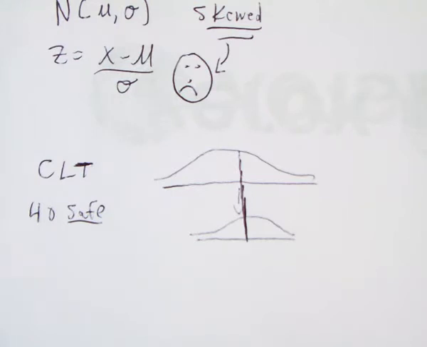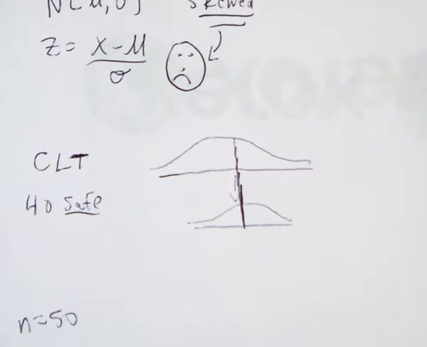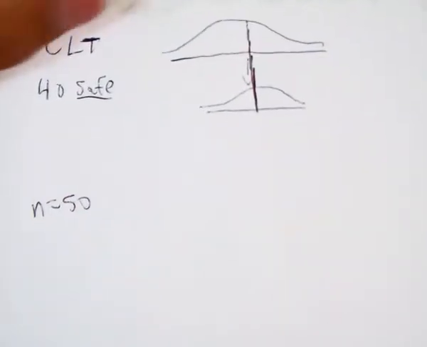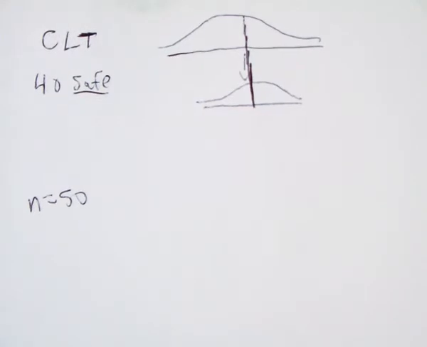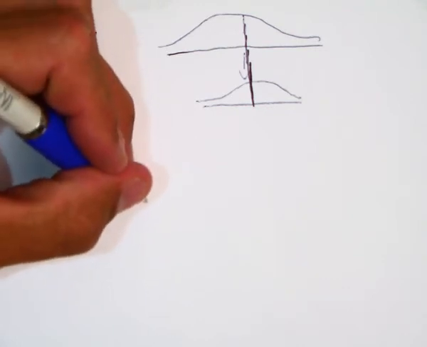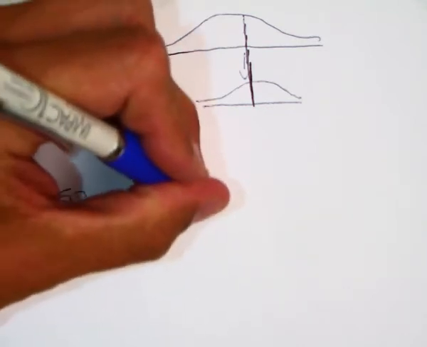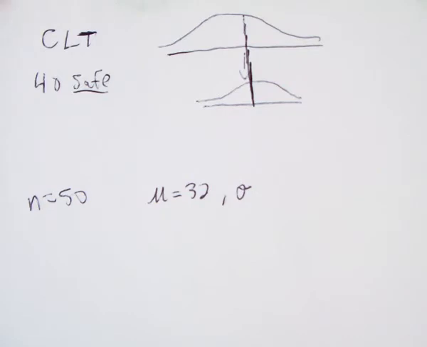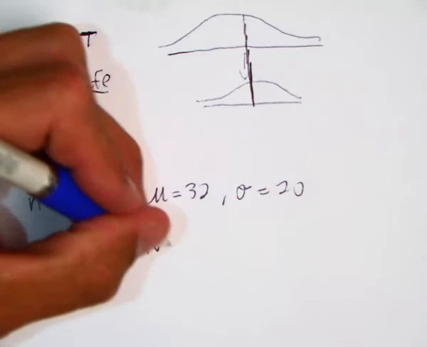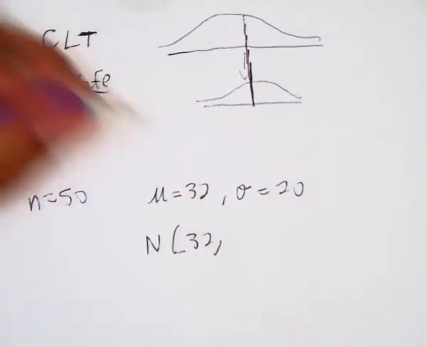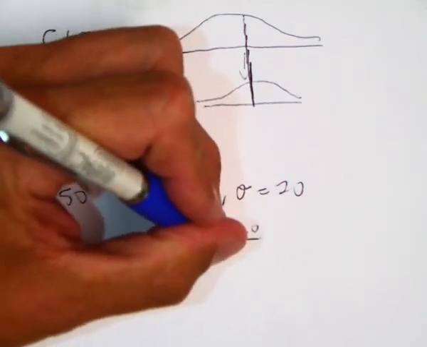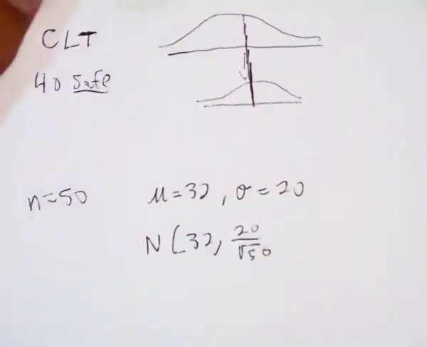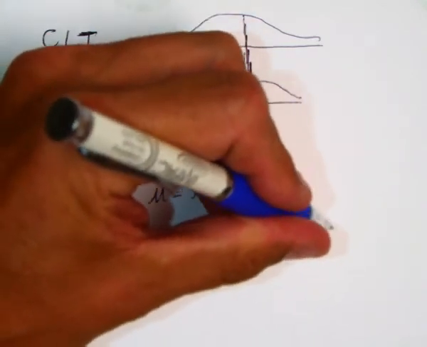Okay. So then part C says, well, what if n is 50? Well, if n is 50, that's good. So if our original distribution has a mu of 32 and a sigma of 20, then our sampling distribution will be normally distributed with a mean of 32 and a standard deviation of 20 divided by the square root of n. And what that'll wind up being is $2.83.